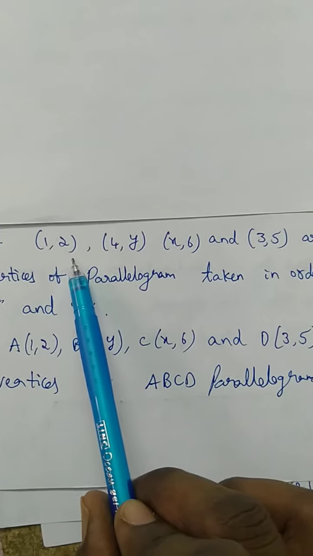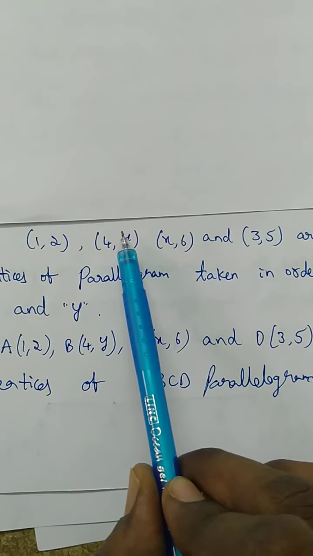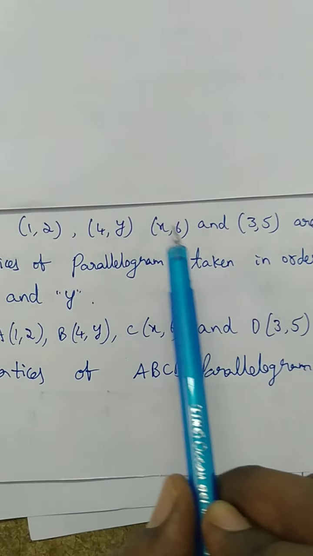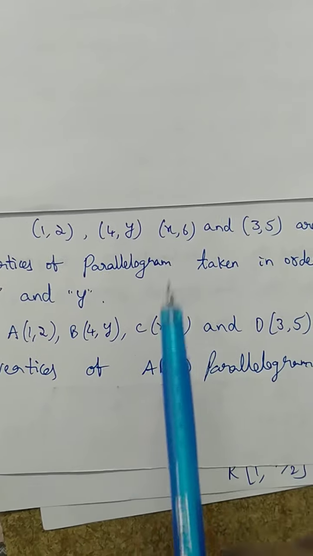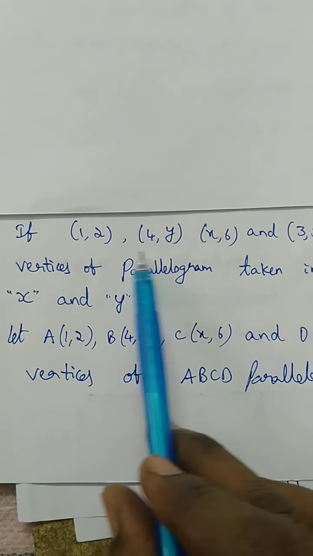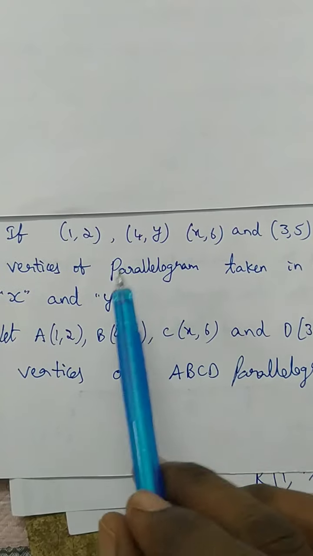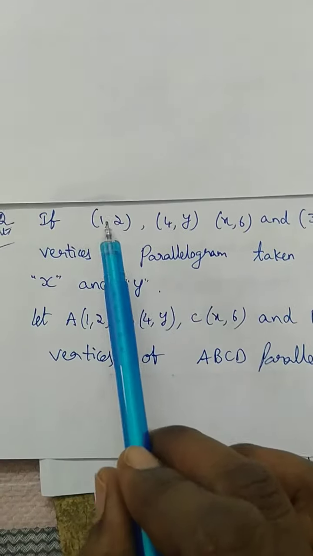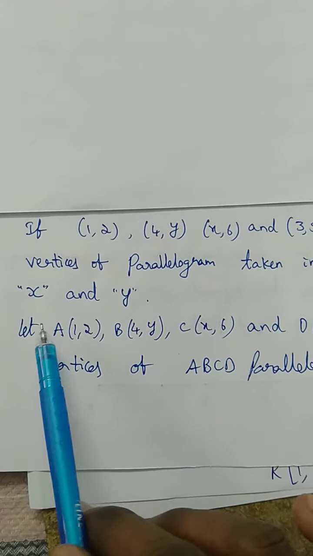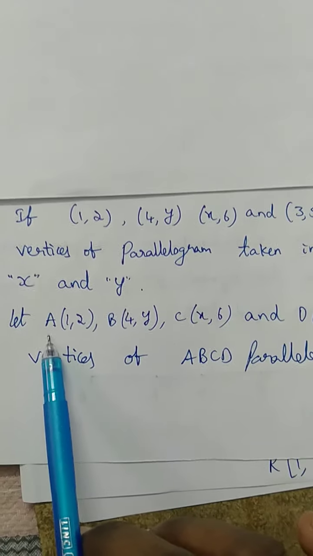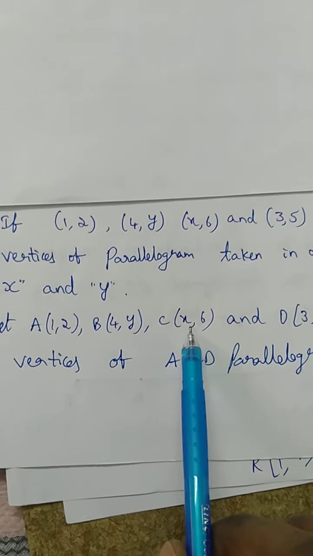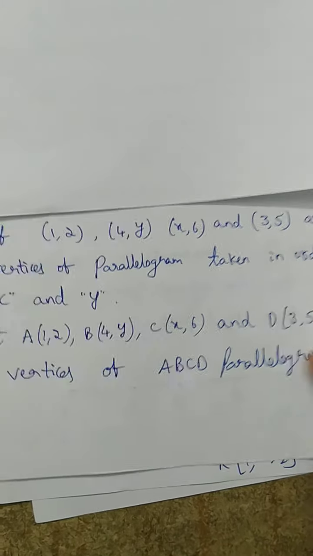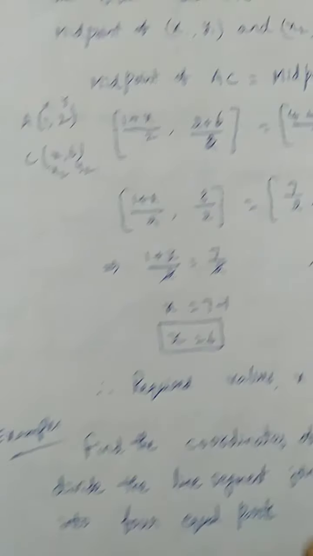The first point, the second point: in the second point the y coordinate is missing, and in the third point the x coordinate is missing. You have to find the x and y values in the question. Under the same condition, if those are the vertices of a parallelogram, then automatically the midpoints of the diagonals are equal. The names of the vertices are not mentioned, so we can assume they are A, B, C, D like this: A (1, 2), B (4, y), C (x, 6) and D (3, 5) are the vertices of parallelogram ABCD.